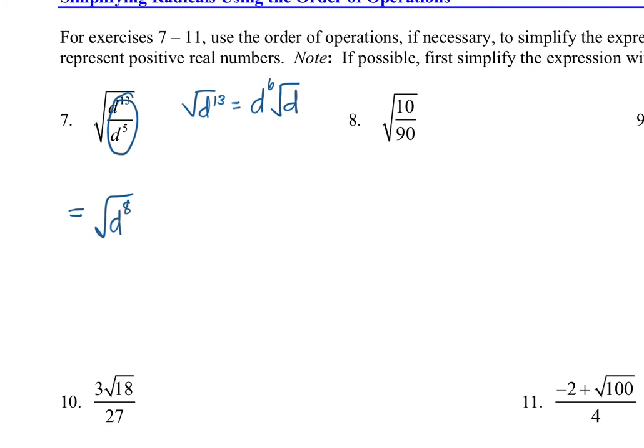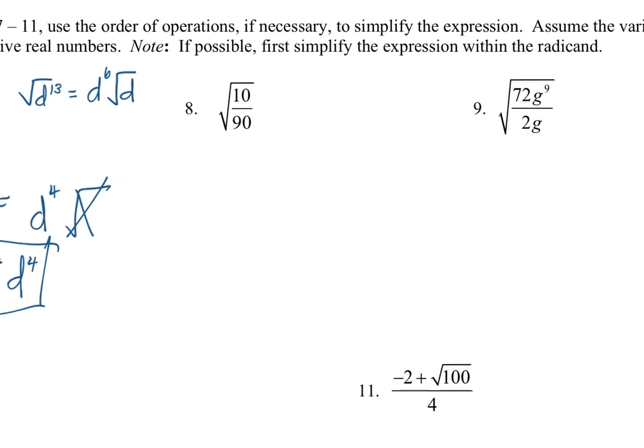Now that it's d to the 8th, how many times does 2 go into 8? It goes into there 4 times. So nothing is left inside of the radical. The d to the 4th came out, because if you wrote out 8 d's, there's 4 groups of 2. So d to the 4th is our final answer right there.